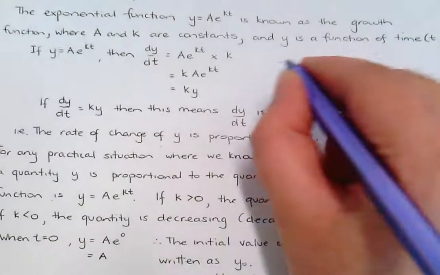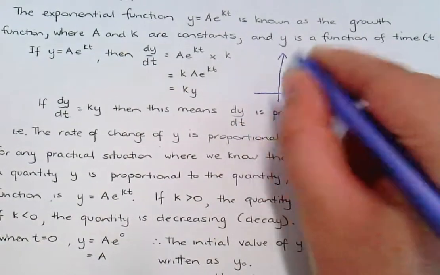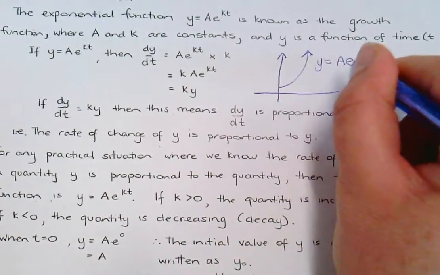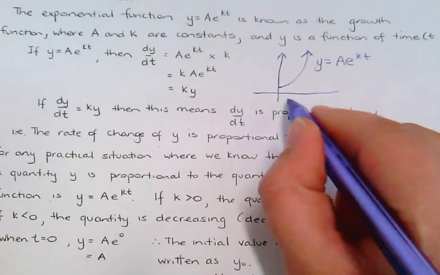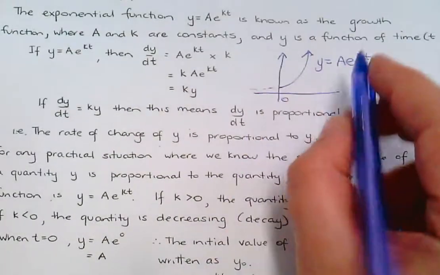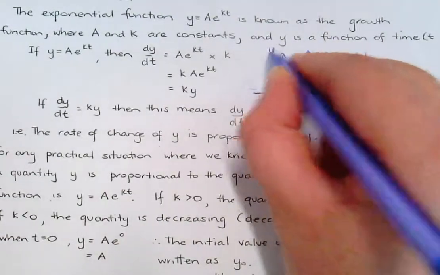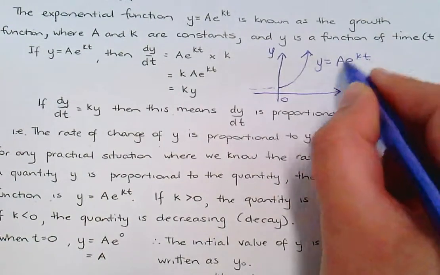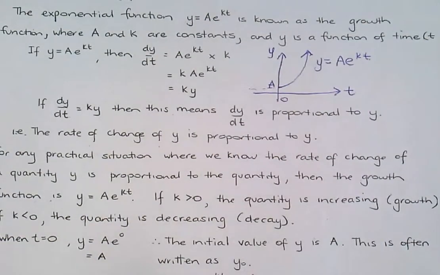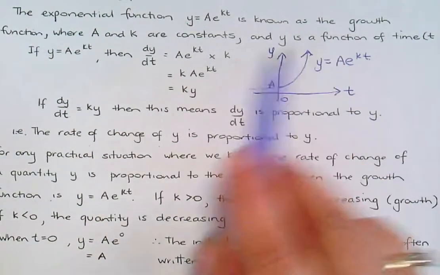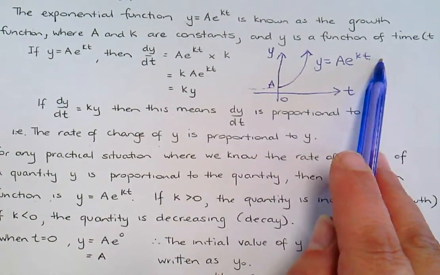For example, we're going to be sketching it like this. This would be y equals Ae to the kt. Now, because t is time, we're not going to have this part of the exponential curve. Time starts at 0. This is the time axis, and this is the y-axis. When t is 0, you get e to the 0 is 1, so this y value here will be A. So that's an exponential growth function. y equals Ae to the kt is the function, and y is a function of time t.